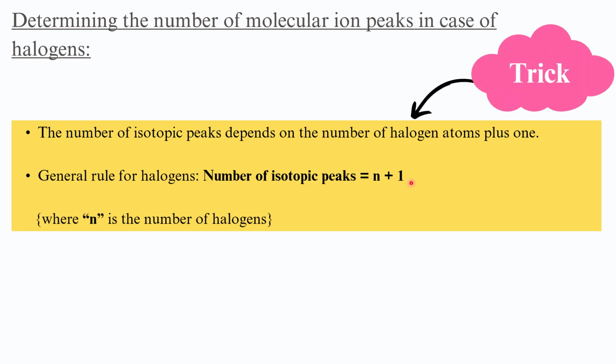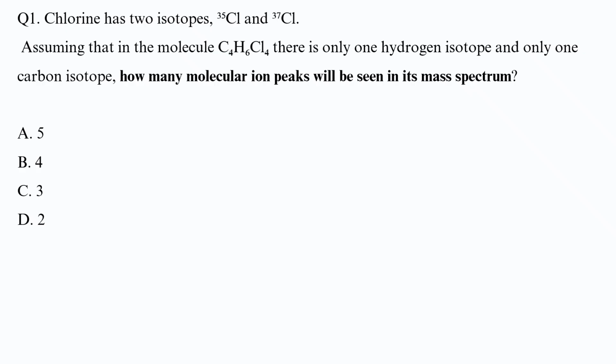Okay, so this is the trick. Remember this. This will surely help you in solving the questions. Now let us solve this question. Chlorine has two isotopes, chlorine 35 and chlorine 37. Assume that in the molecule, this is the molecular formula, there is only one hydrogen isotope and one carbon isotope. This means I don't have to consider the carbon and hydrogen isotopes. Then I have to determine how many molecular ion peaks will be seen in its mass spectrum. This means carbon isotopic peaks and hydrogen isotopic peaks will not be given.